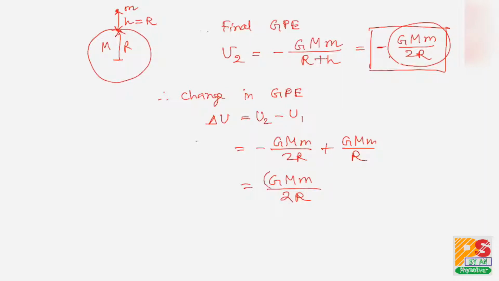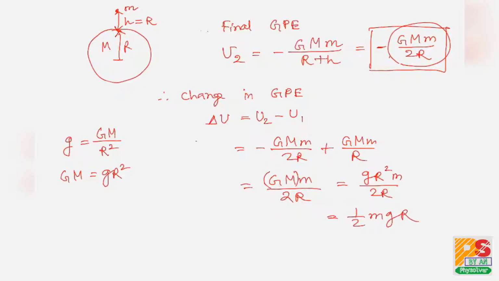Now what is GM? We know from the definition of acceleration due to gravity at the surface of the earth, we can write small g equals capital G capital M divided by R square. So I can replace GM by gR square. Now putting this, the answer is half mgR. That is the change in gravitational potential energy, which is nothing but the work done. Here in the question they ask you to find the work done to raise the mass. So the work done is the same as the change in potential energy. So option 1 is correct.